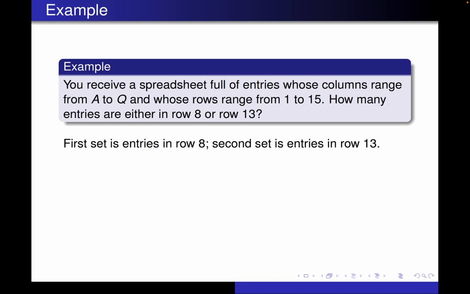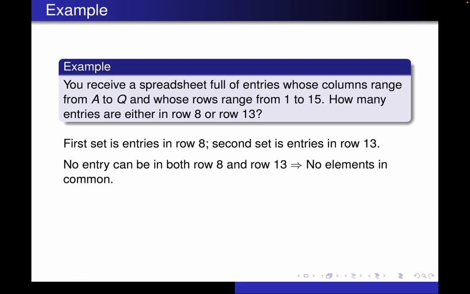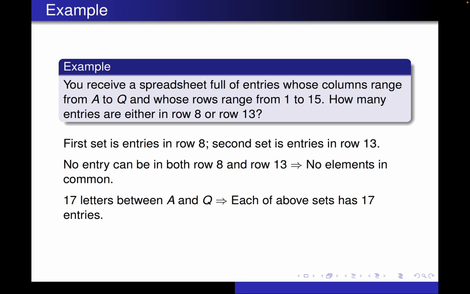So what we're going to do is, first of all, figure out if there are any entries in common. Since they're in completely different rows, there aren't any entries that can be in both row 8 and row 13. So that means the 2 sets have no elements in common. There are 17 letters between A and Q, which means that each of the above sets, each row, has 17 entries. That means if we want to find the total, we can just add them together. 17 plus 17 gives us 34.